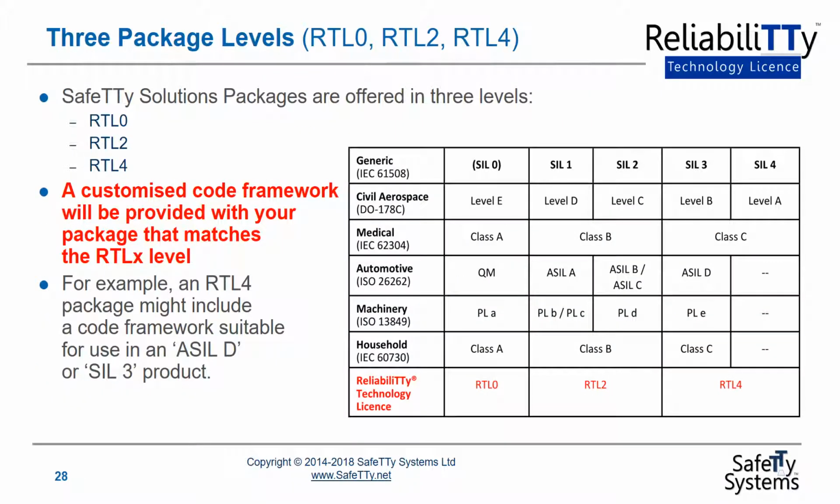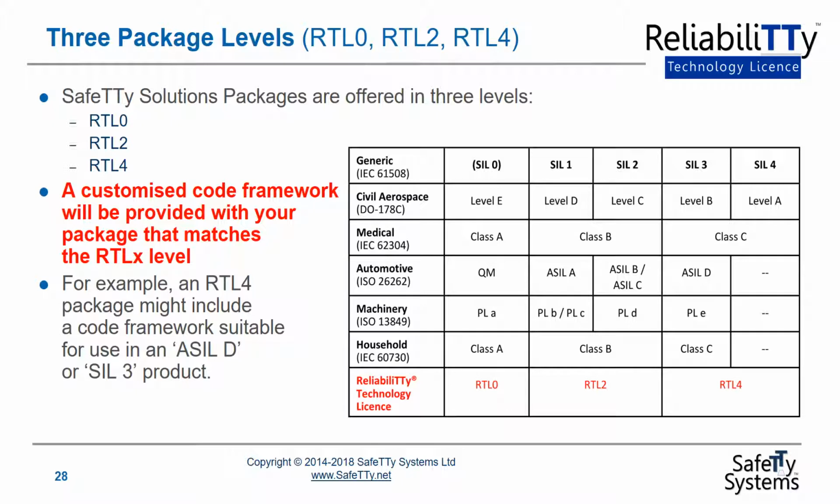So our software packages are offered in 3 levels: RTL0, RTL2 and RTL4. The key difference here is that a customized code framework will be provided with your packages that matches the RTL level of your license. So for example, an RTL4 package might include a code framework suitable for use in an ASO-D or a SIL3 product.